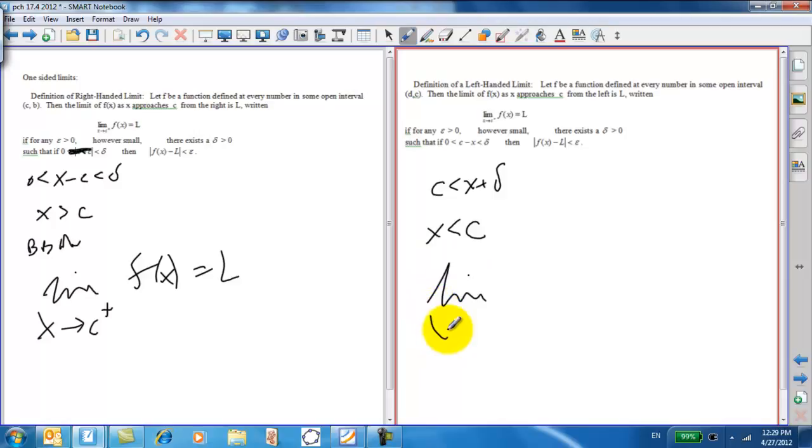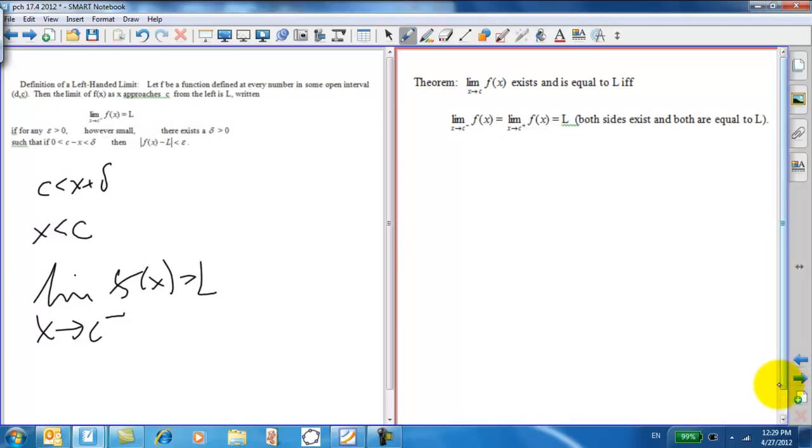So the limit as x approaches c from the left, that's a left-handed limit of f of x equals L, if this definition holds. Now we're not going to do a lot with these definitions. It's just I wanted you to see the formal definition so you know what the difference in these symbols is if I approach from the right or if I approach from the left.